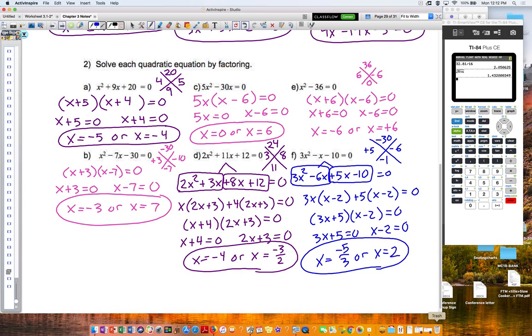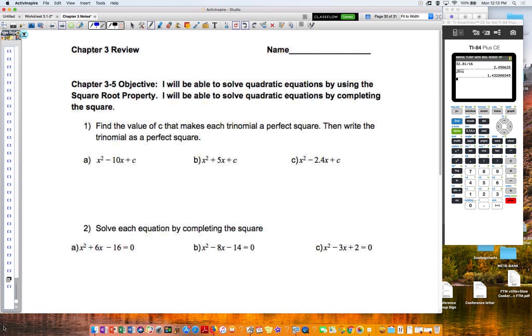All right, so that should take care of the factoring in 3.4. I would expect a problem like A or B. I would expect a problem like C, or maybe E, and then one like D where it's the harder one. I would expect a couple of those problems on your test on Wednesday. All right, let's take a look at the next page, the next objective.